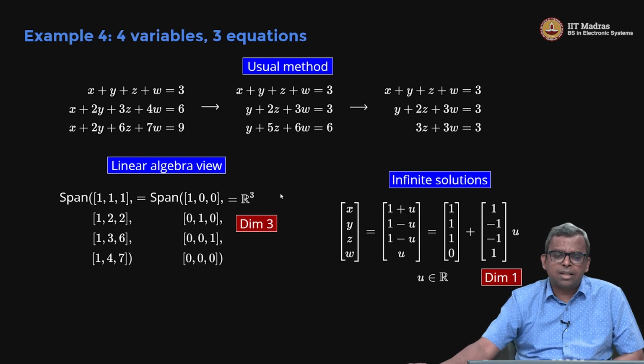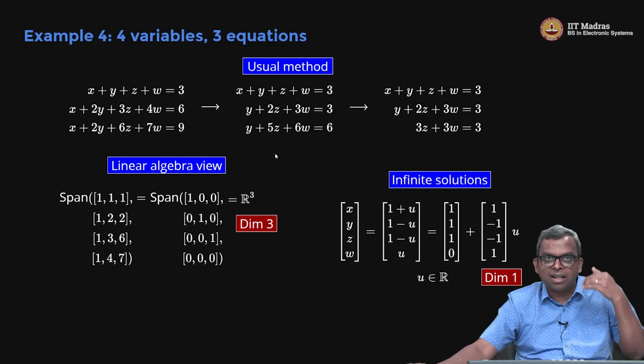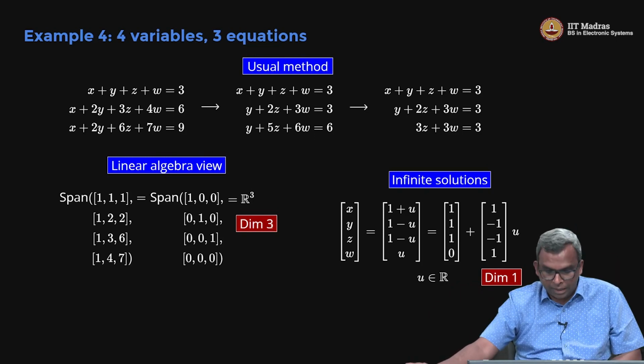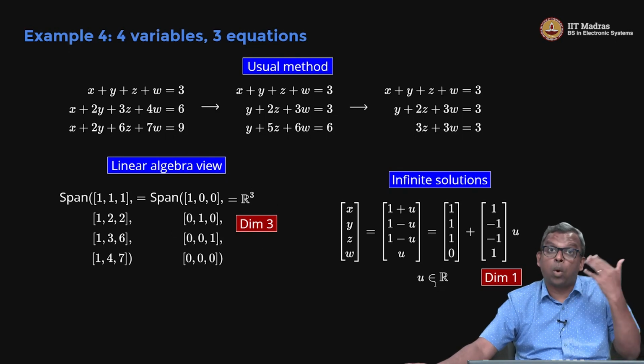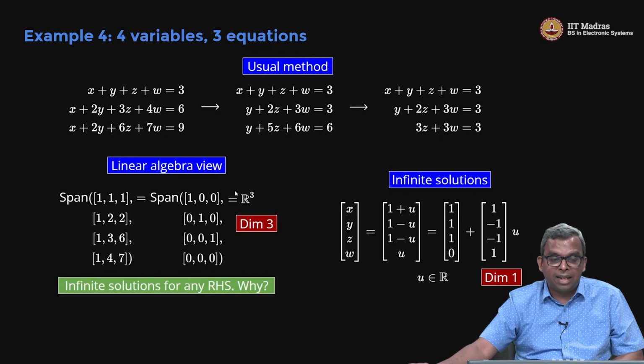Okay. So notice when we had 3 equations, 3 variables, when the span had dimension 3, the solution had dimension 0. In this particular case, because we have another variable, the fourth variable, it seems like when you have dimension 3 for the span, your solution becomes dimension 1. There is one additional dimension available for you to exhaust and have a larger solution. Okay. So in this particular case, we had infinite solutions.